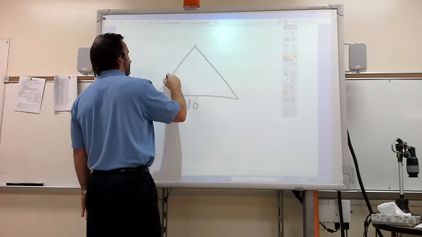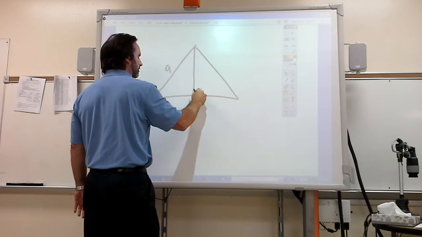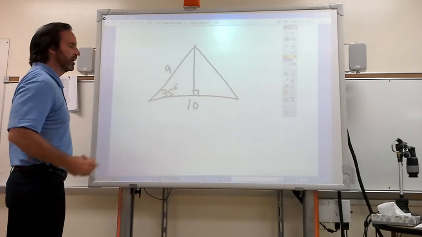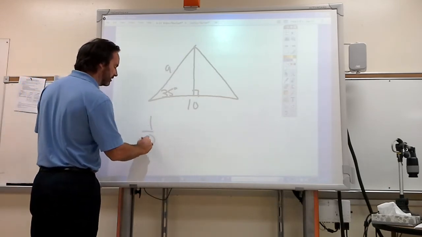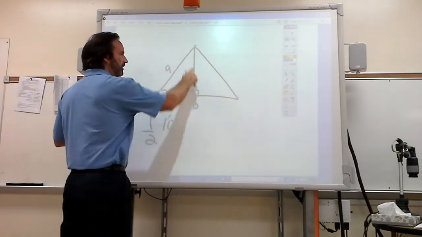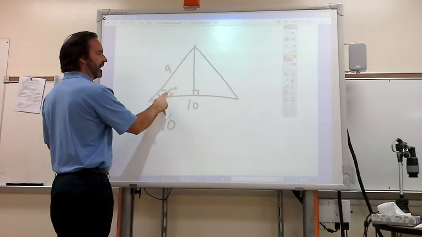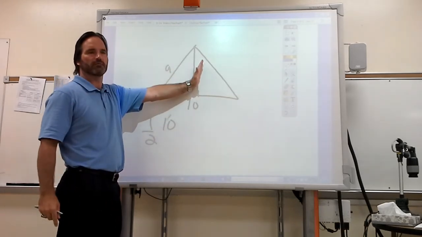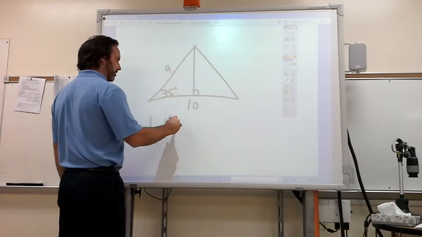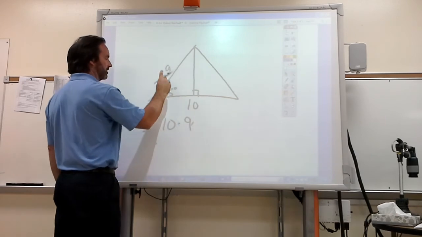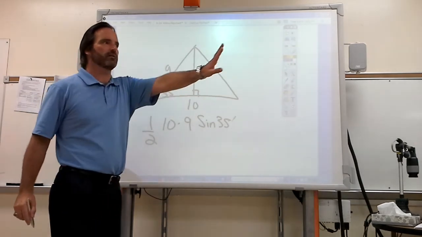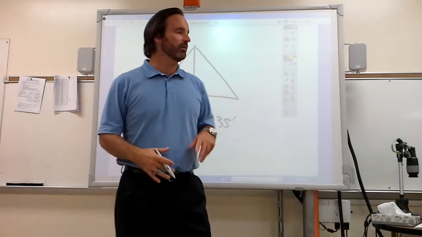This is 10. This is 9. This is, let's say, 35 degrees. The area of that triangle is going to be 1/2 my base of 10. So we don't really need the letters. Here's my base. And this height is what? R sine of that. Your vertical component is always going to be your radius times the sine. So R times R sine of 35. Now we can find the area of triangles that are not right triangles.